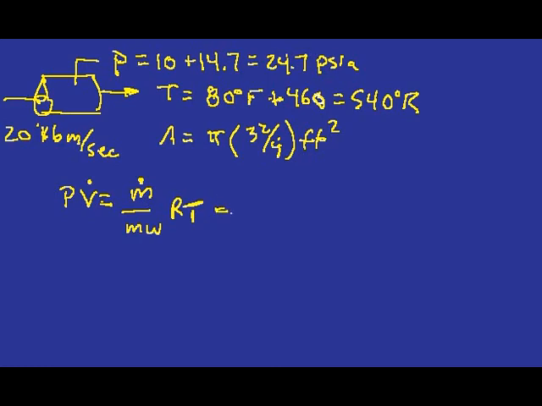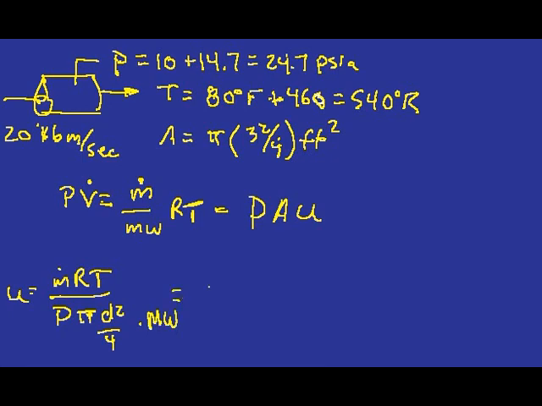But of course, V dot, the volume flow, is the area times the velocity, and we'll call that U. Solving for U, we have U is equal to m dot RT over P times pi d squared over 4. There's our area. Times, and also divided by the molecular weight.